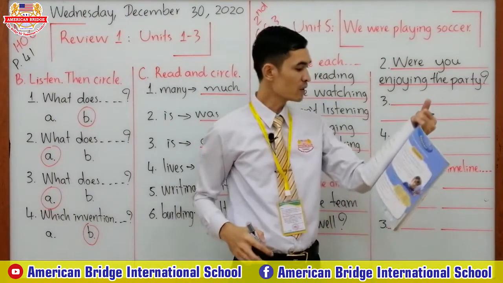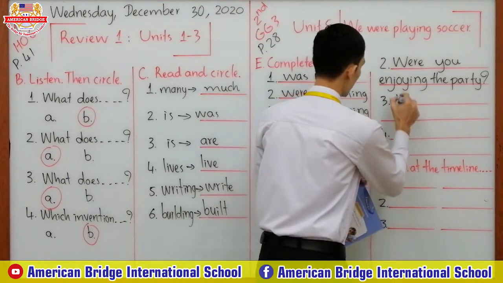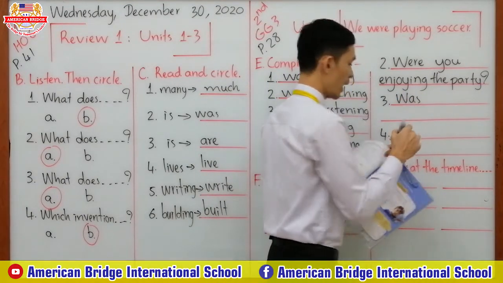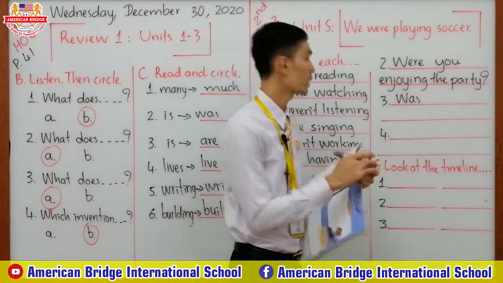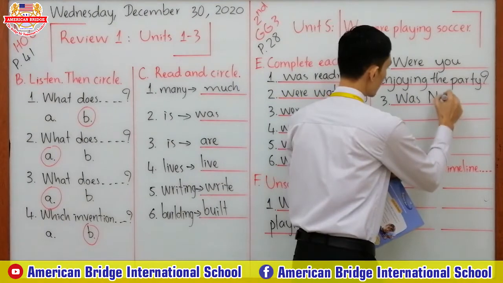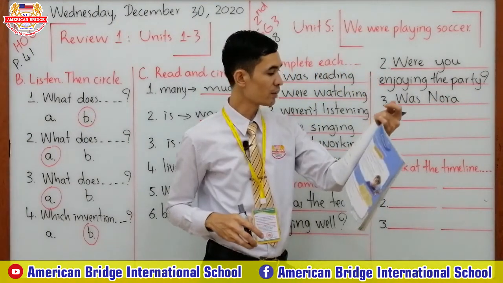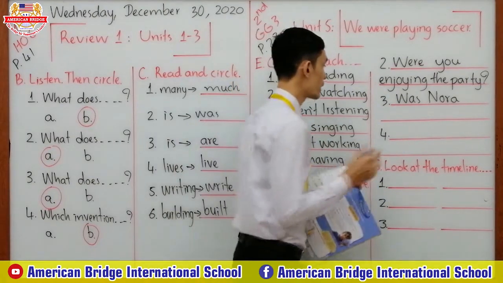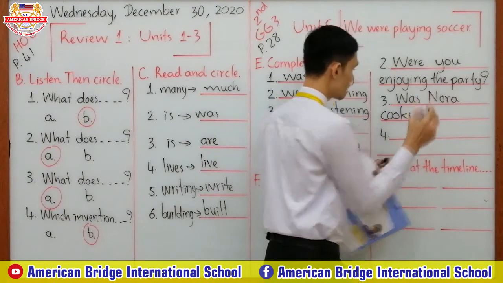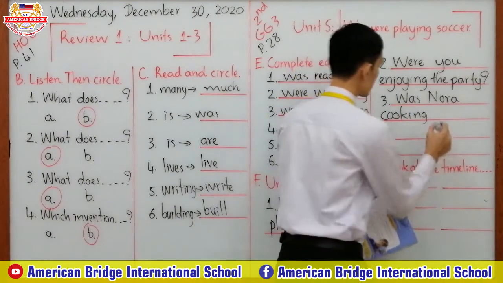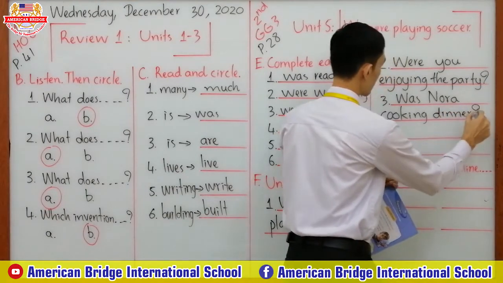How about number 3? Find was or were. You can find was, right? Okay, was. And what is the subject here? Nora. Okay, Nora is the subject. And after the subject, verb ing. What is verb ing here? Cooking. Okay, cooking is verb ing. After verb ing, we have one more word, dinner, right? Okay, cooking dinner, and don't forget a question mark.